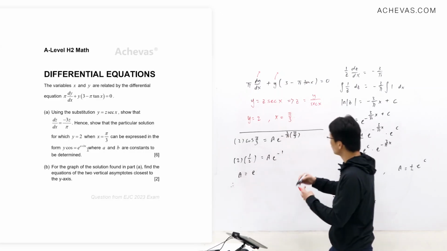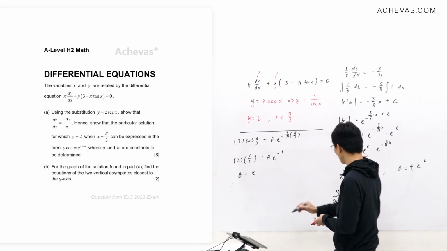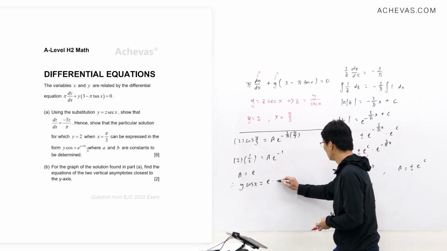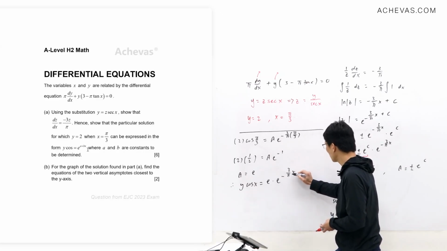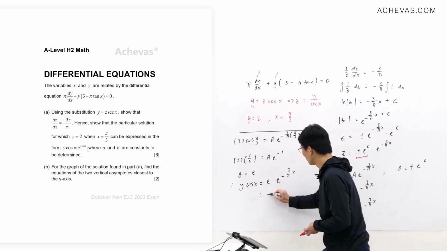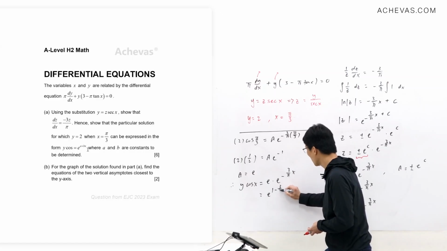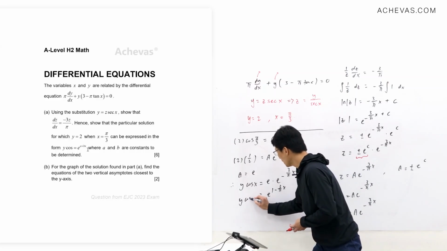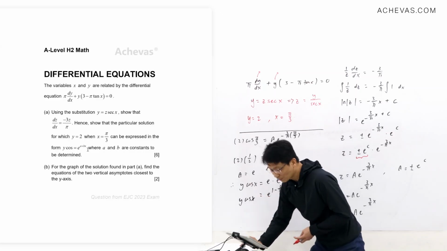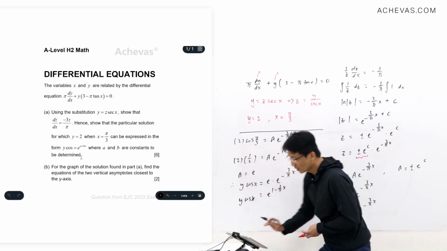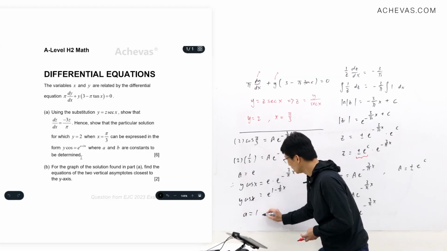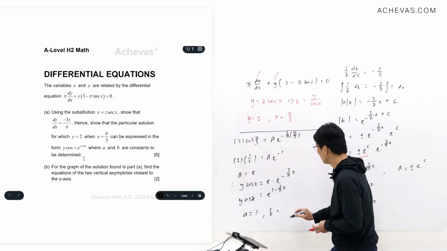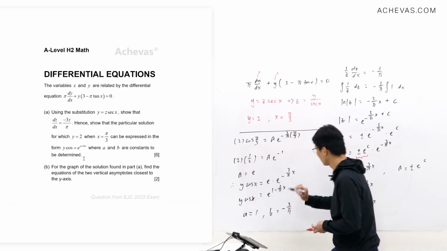So therefore, my final particular solution will just be y cosine x equal to e times e to the power minus 3 over pi x. Simplify a bit, I will get e to the power 1 minus 3 over pi x. So this is the expression I need. By comparing with the form they want us to show, I can just simply say that a will just be equal to 1 and b equal to minus 3 over pi.